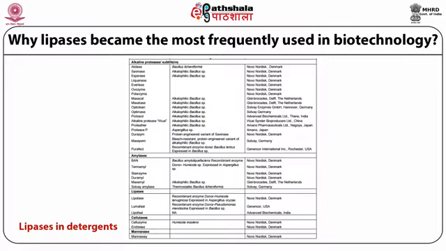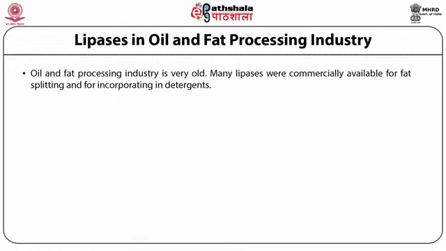As the market is huge, lipase engineering by site-directed mutagenesis to improve their wash performance was carried out right from the early years of this application, that is, the lipase having a sizable market value and having a definite application became the early target of all these approaches. And as we said, many screening tests, this screening test was helpful, but many more better versions, quicker, more sensitive versions were developed to assess these engineered mutants. Oil and fat processing industry is very old. Many lipases were commercially available for fat splitting and for incorporating in detergents. As these are large scale applications, these enzymes were produced in bulk.